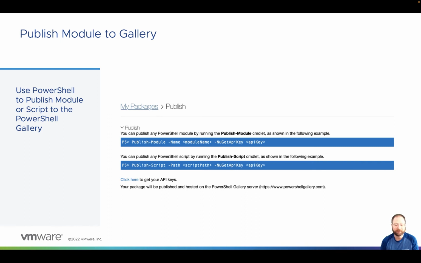Once we have that key, it gets very simple to go ahead and publish that module. This time you will need to manually import it this one time just so it's registered within your module extensions. But then from here, what you'll do is you'll do a Publish-Module, specify the module name, and then specify that API key.